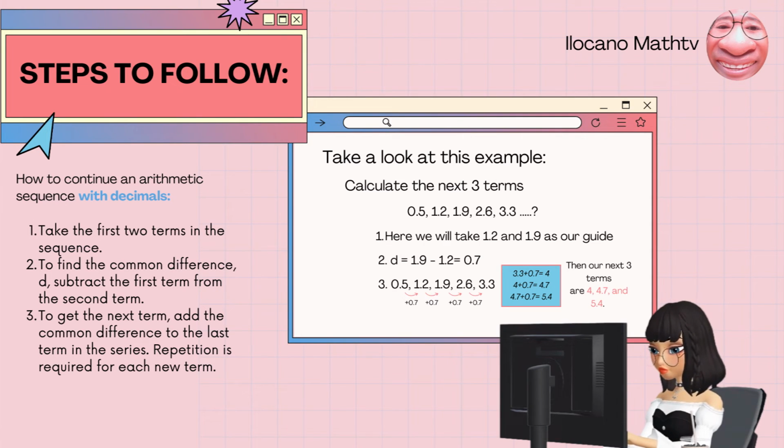Now, we will try to add 0.7 to 3.3. 3.3 plus 0.7 equals 4. 4 plus 0.7 equals 4.7. And 4.7 plus 0.7 equals 5.4. Therefore, our next 3 terms in decimals are 4, 4.7, and 5.4.